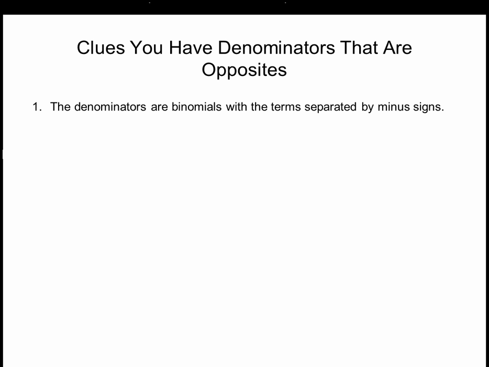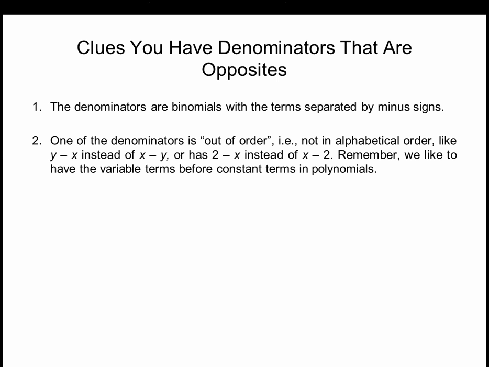Number 1, the denominators are binomials with the terms separated by minus signs. Given with plus signs is no big deal. Number 2, one of the denominators is, quote, out of order. That is, not in alphabetical order, like y minus x instead of x minus y, or has 2 minus x instead of x minus 2. Remember, we like to have the variable terms before constant terms and polynomials, and we also like alphabetical order.